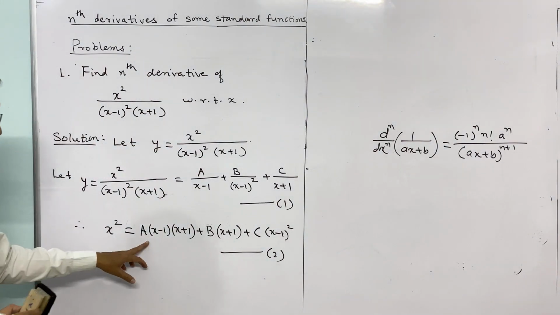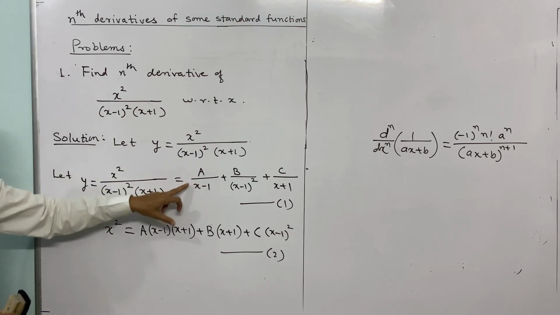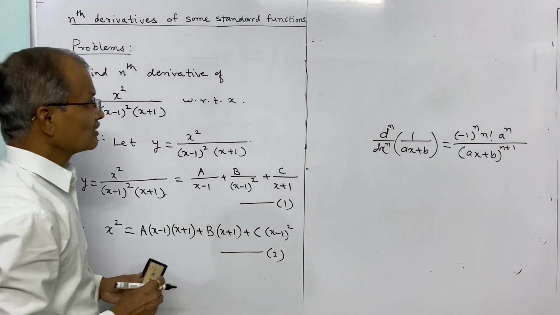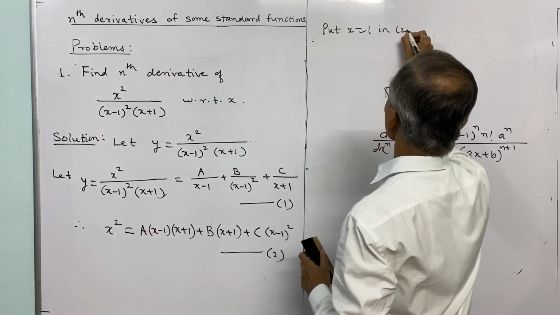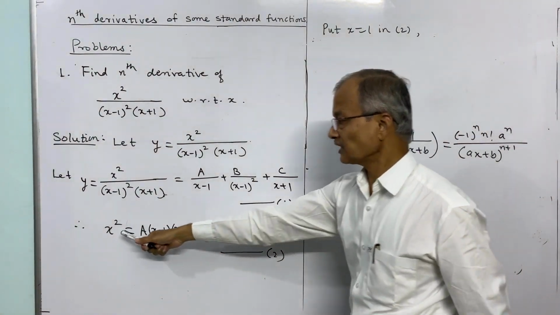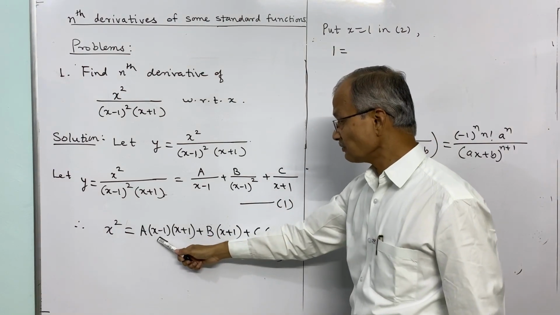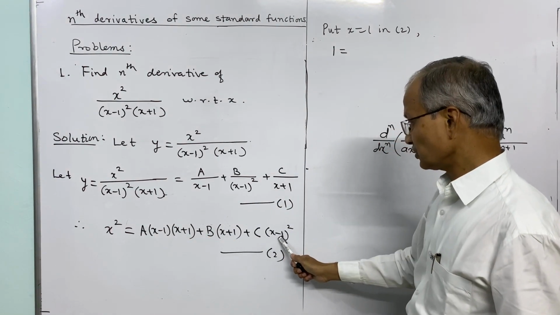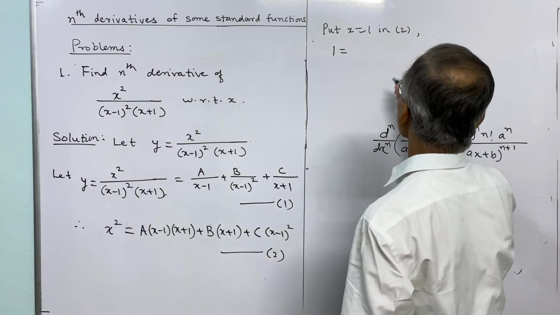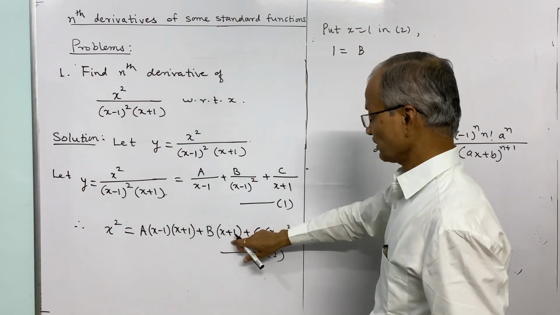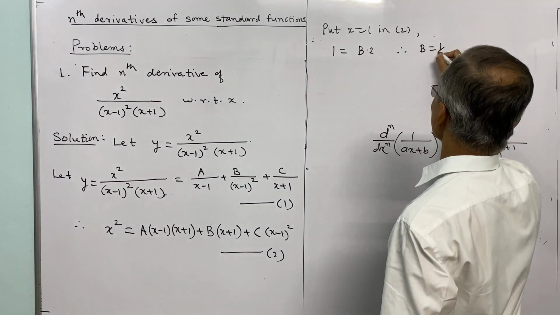Now to get the value of the constants, we shall put the value of x, equating this to 0, x is equal to 1. So first put x is equal to 1 in equation 2. And what we shall get? The left side is 1 square, that is 1. And on the right side, x is 1, so this is 0, and this is also 0. Only the second term will be non-zero, that is b into 1 plus 1, that is 2. And this gives b is equal to 1 by 2.